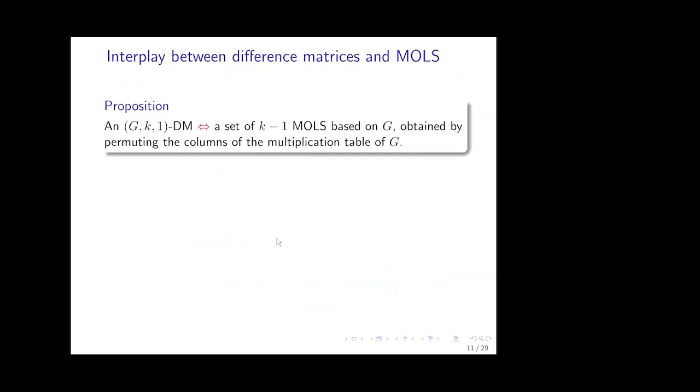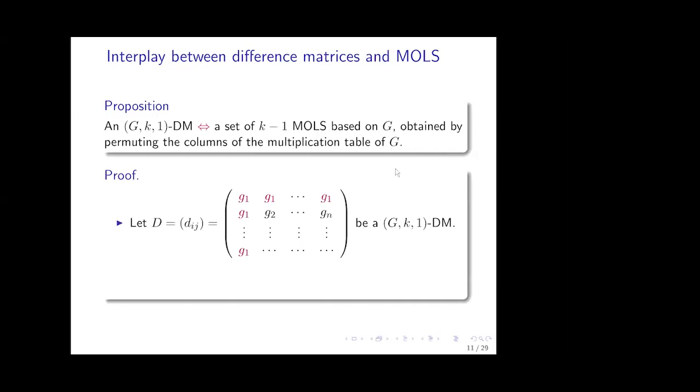Okay, anyway, here we see the relation between difference matrices and mutually orthogonal Latin squares. A G,k,1 difference matrix is equivalent to a set of k minus 1 mutually orthogonal Latin squares based on G. And these Latin squares are obtained by permuting the columns of the multiplication table of G. Now we take a quick look at the proof.